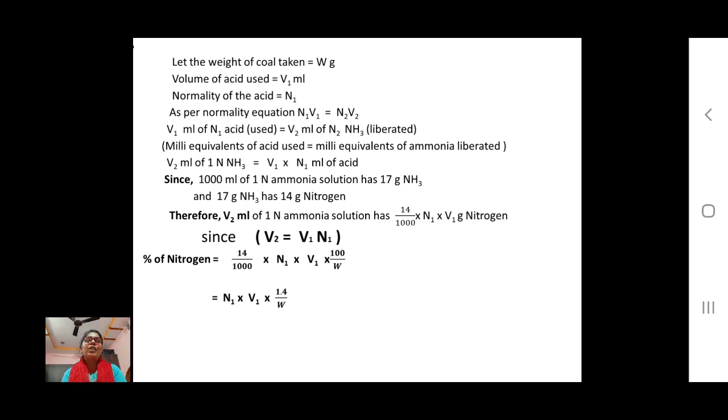But we have converted V2 equal to N1 into V1, and we have taken N2 as 1 N. That's why we have written here N1 into V1 gram nitrogen. So it is mentioned here V2 is equal to V1 N1.